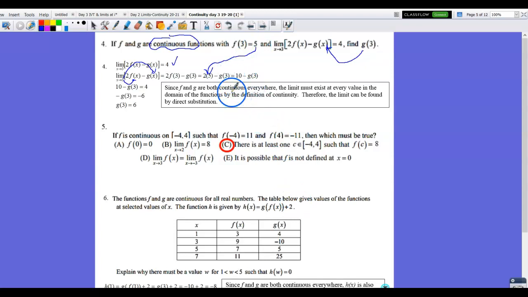So now it becomes a little one-step equation. 2 times 5 is 10 minus g of 3. And remember, we know that that y value is equal to 4. So I'm going to set that limit, or that y value, equal to 4, subtract 10, divide by -1, and therefore g of 3 is a value of 6, which is what I was looking for.